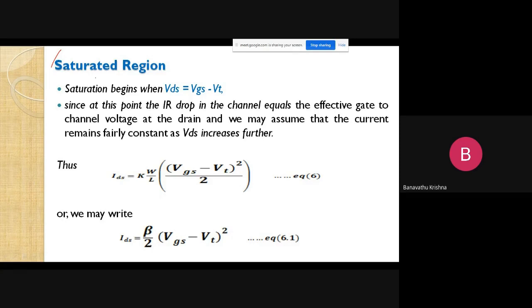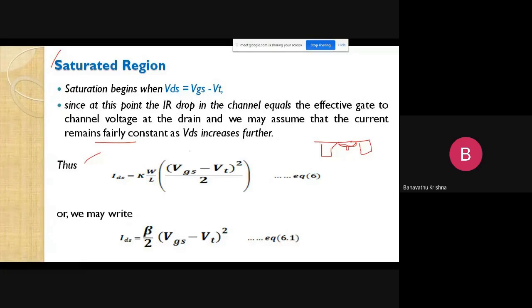Since at this point the IR drop in the channel equals the effective gate to channel voltage at the drain, we may assume that the current remains fairly constant, because there is no channel in between source and drain. Let us see here: this is the source region, this is the drain region, and this is the channel. This region, as I told you in the previous class, is the pinch off region. The current is constant. Thus IDS equals K into W by L.